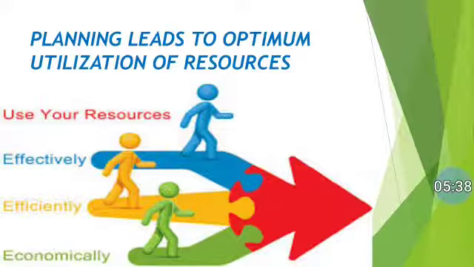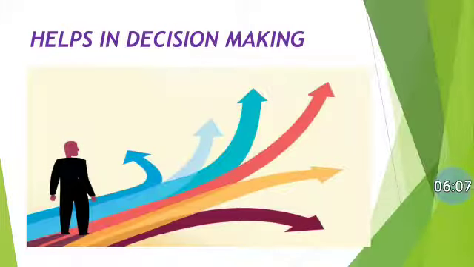Organizational plans are prepared by taking into account the availability of resources, which brings higher efficiency and better results. One can also avoid wastage of resources by proper planning. And the next point which we are going to study, that is how managers are able to take rational decisions in the organization, helps in decision making. Yes, planning helps in decision making.